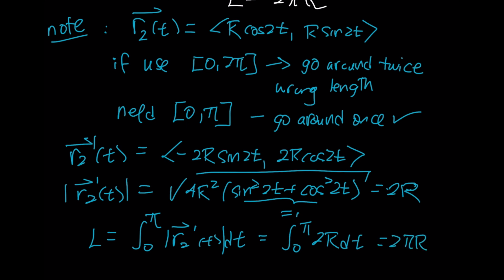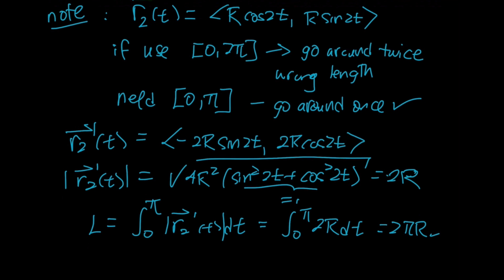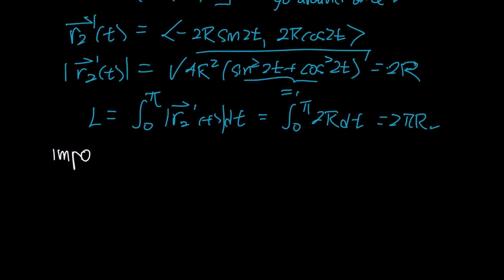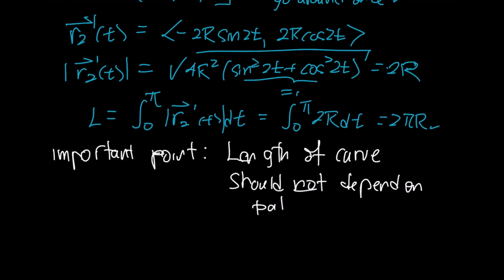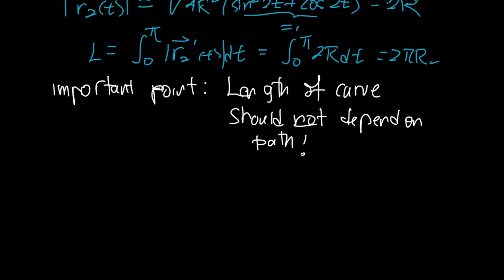Now this is a good example of the next important point. The length of the curve should not depend on the path. That's our intuition. It doesn't matter which mathematical description we use. The length is somehow intrinsic to the curve.